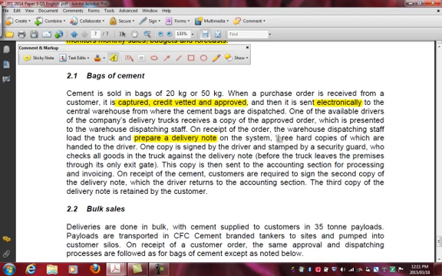3 hard copies of which are handed to the driver. 1 copy is signed by the driver, stamped by a security guard, who checks all the goods in the truck against the delivery note before the truck leaves the premises through its only exit gate. This copy is then sent to the accounting section for processing and invoicing. On receipt of the cement, customers are required to sign the 2nd copy of the delivery note, which the driver returns to the accounting section. The 3rd copy of the delivery note is retained by the customer.